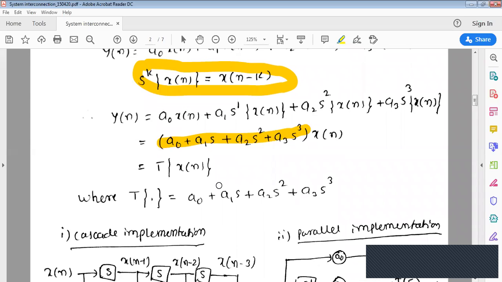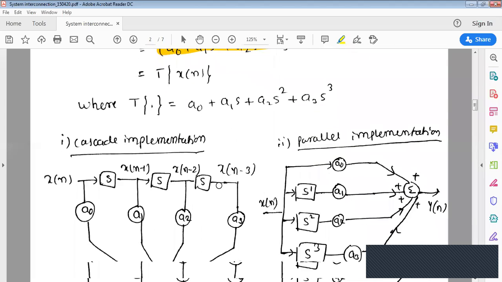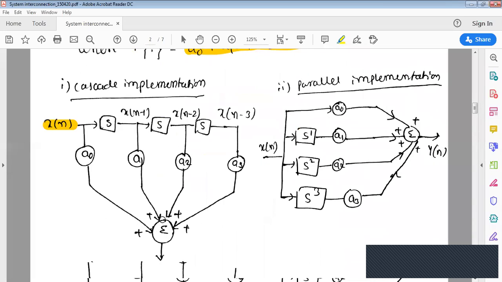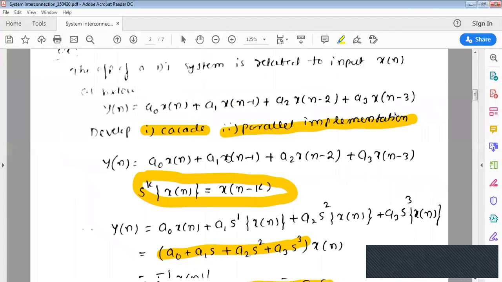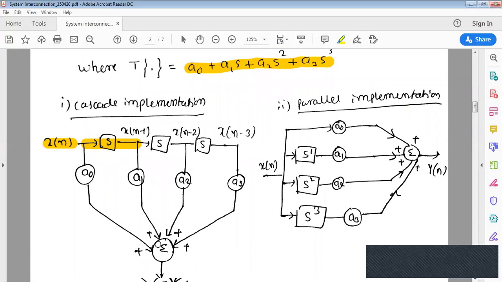Once you don't have any doubt, now we will implement in two methods. I'm showing you two methods parallelly. Here, I have to implement this equation. So what happens? X of n is your input. So A naught into x of n goes to the output, plus A1 into S. Here, S will obtain x of n minus 1. You can go to the basic equation if you want. A1 into x of n minus 1. So x of n minus 1 is produced by S multiplied by A1.